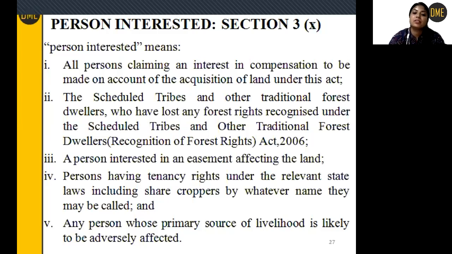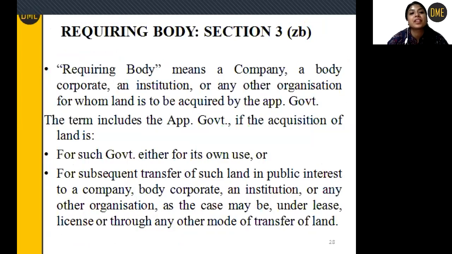A person interested in an easement affecting the land will be an interested person. Persons having tenancy rights under relevant state laws, including sharecroppers, by whatever name they may be called. Any person whose primary source of livelihood is likely to be adversely affected will be a person interested. So these persons interested will get the compensation.